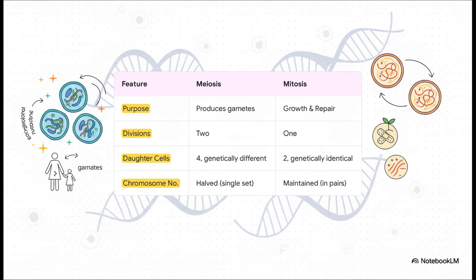Okay, listen up, because this is a classic exam topic, so you really want to lock this in. Mitosis is for growth and repair. It just makes 2 identical body cells. Meiosis is all about sexual reproduction. It makes 4 unique sex cells, or gametes, with half the genetic info. That is the fundamental difference, and you've got to know it.